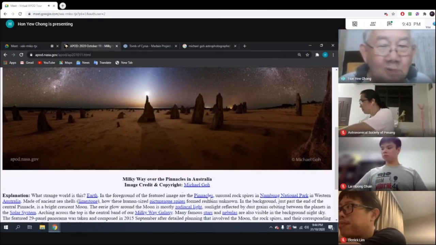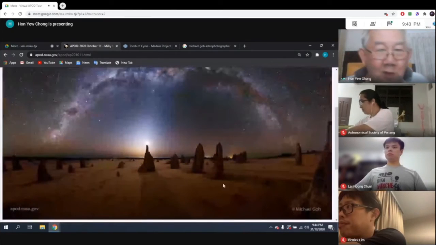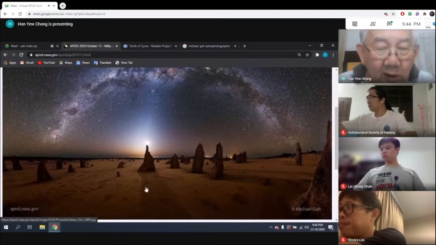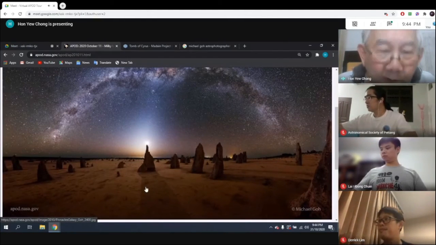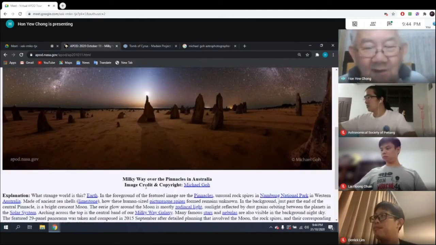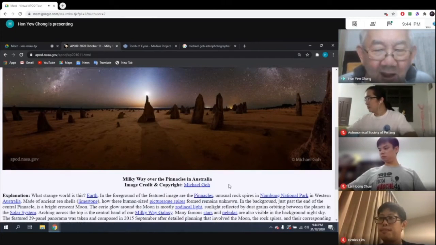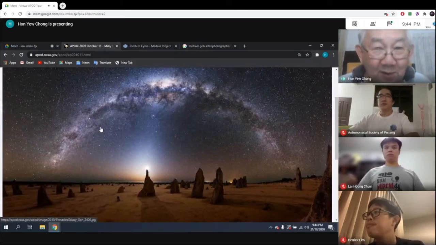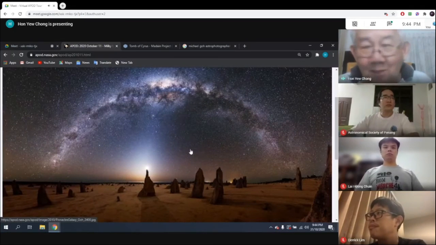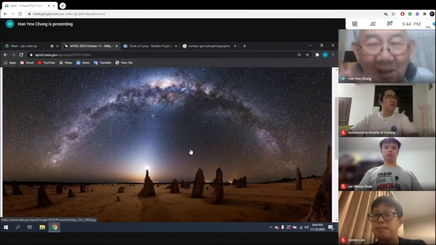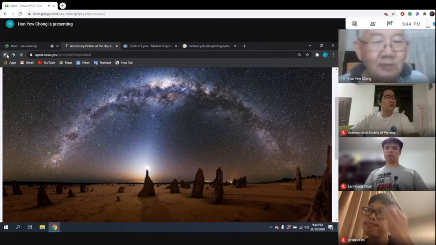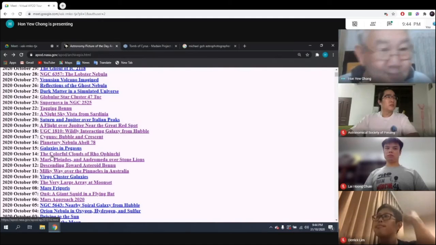Beautiful. So what I like about Michael Goh is that he goes to many places in the world with interesting natural geological formations, and he takes a picture, right? Michael Goh, Pinnacles in Australia with the arch of the Milky Way. Very nice, huh? All right. So again, now assume that they are all expert photographers. They don't have to explain the technique now. Just put the picture, right? All right. So we go to the next one.